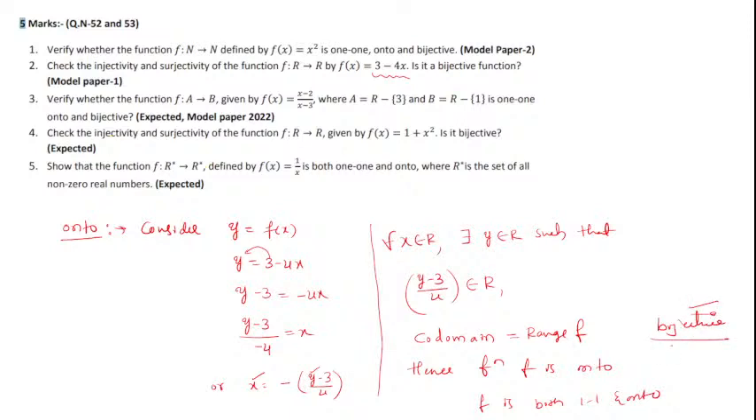So please go through this. How to prove whether the given function is 1 1 and onto or not, right? We'll move towards the next question.